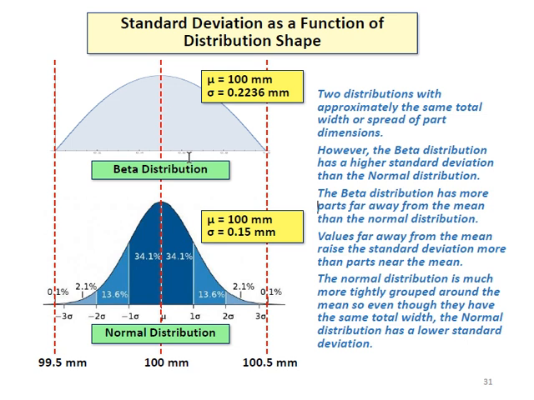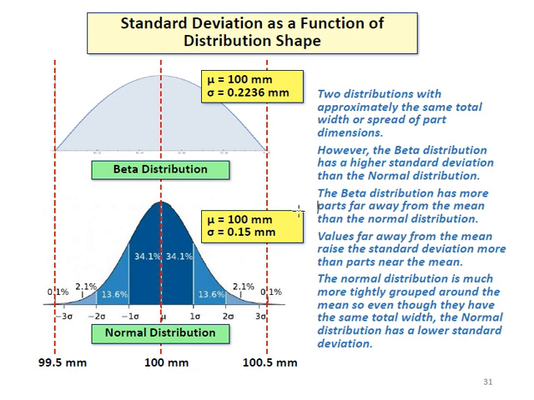So this is how you interpret the two distributions given to you as an example. The normal distribution has a tighter grouping around the mean, meaning most of the data points are closer to the mean, which is 100 millimeter in this case, and it results in a lower standard deviation. The beta distribution has more parts that are far away from the mean. The mean is the same, 100 millimeter, leading to a higher standard deviation, which is 0.2236 millimeter. So even though both distributions have the same mean and cover a similar range, they are different if their standard deviations are different.